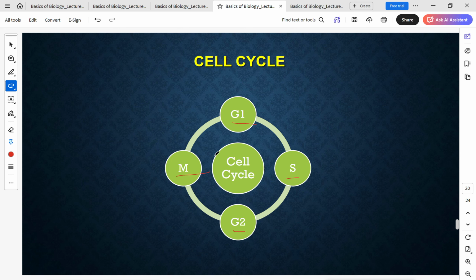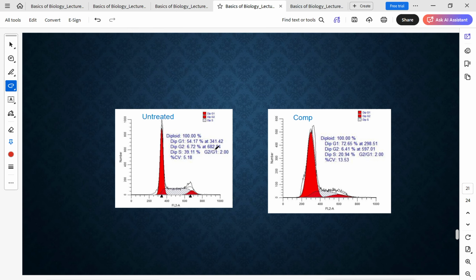You can also fix the cells, then stain them with specific molecules that are present in specific stages. That will tell you how many cells are present in G1 stage. If you are staining for something specific in S phase, it will tell you how many cells are present in S phase. But you can also do flow cytometric analysis.